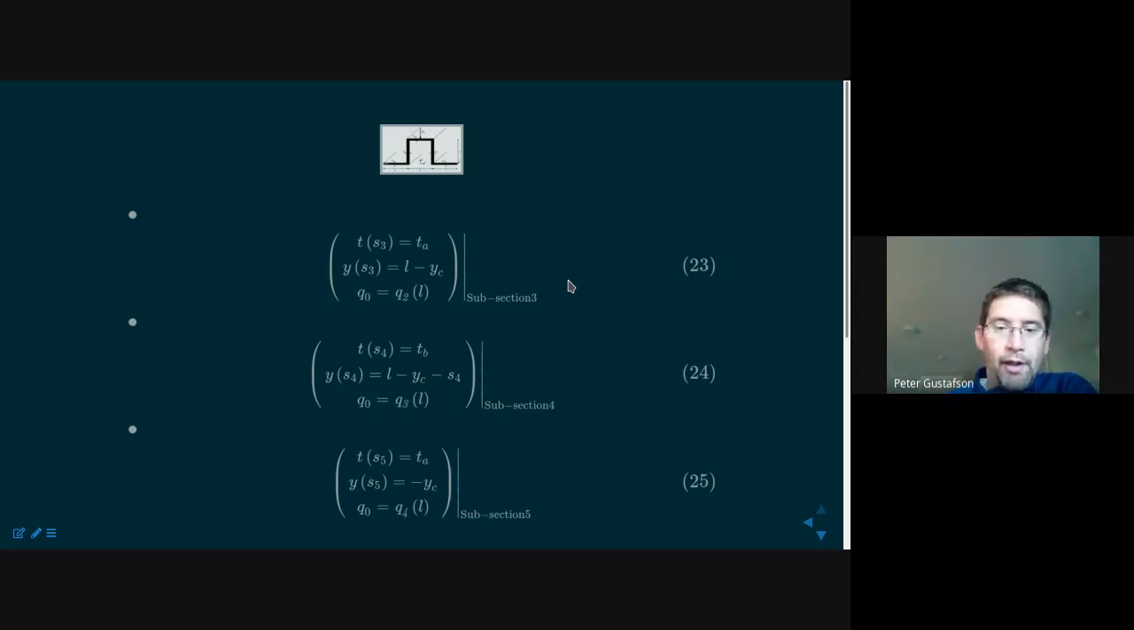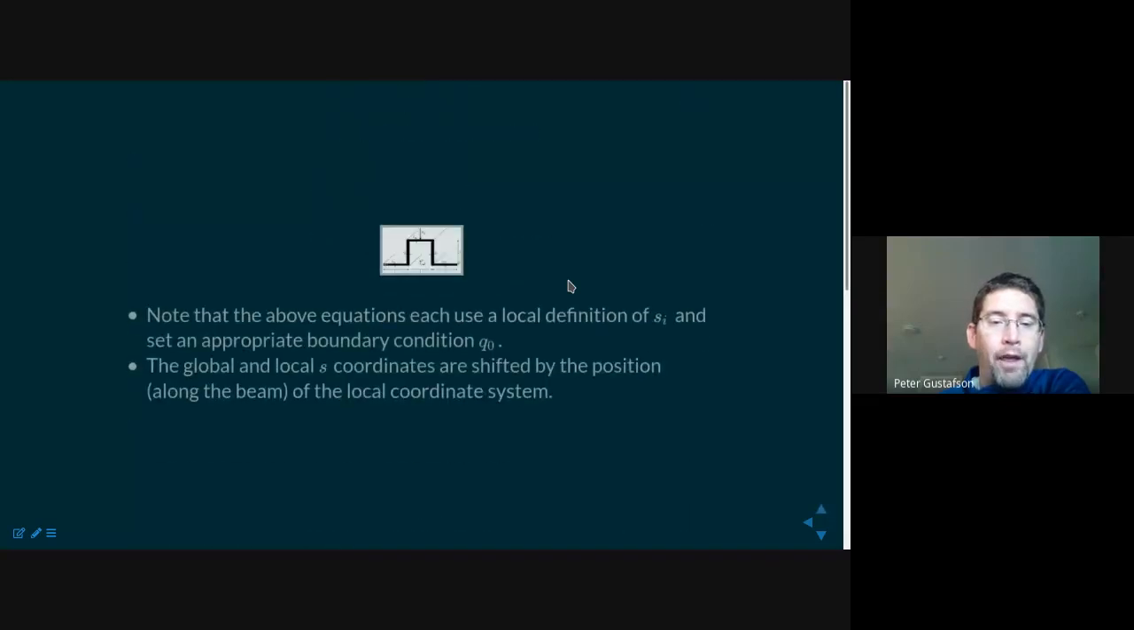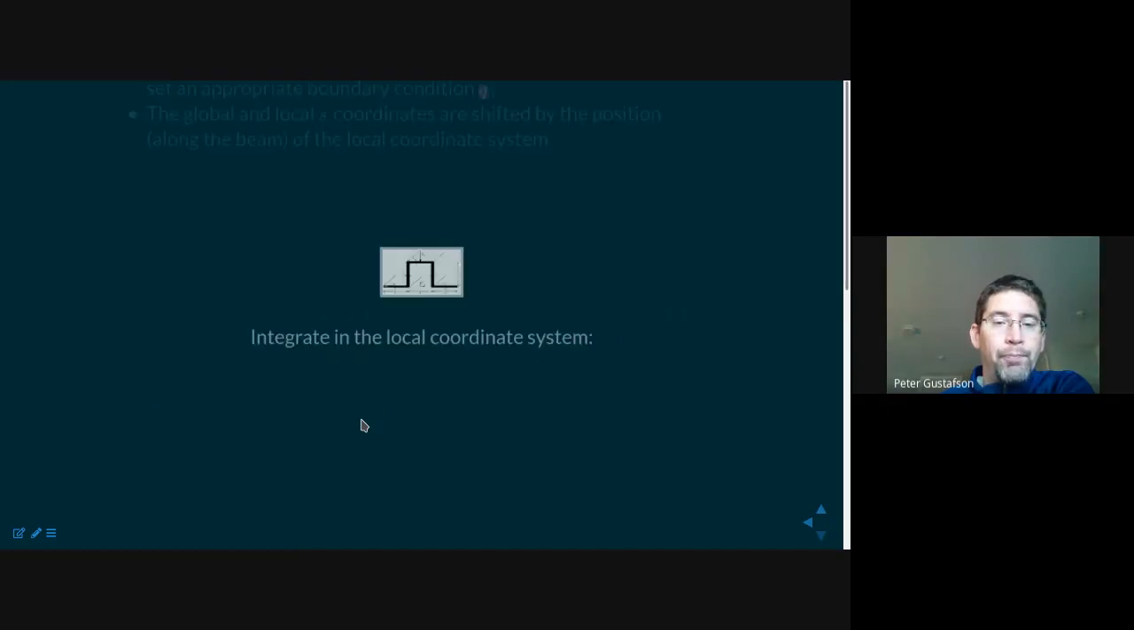Okay, we're actually slightly over time already. Let me get you to the punchline, and we'll return to this next Tuesday. It's notable that in each of these above equations, we defined a local S value, and we set an appropriate boundary condition. I said there was S1, I said there was S2, I said there was S3, I said there was S4, and S5. Each had their own appropriate boundary condition for the value. The global and local S coordinates are shifted by the position along the beam according to the local coordinate system.